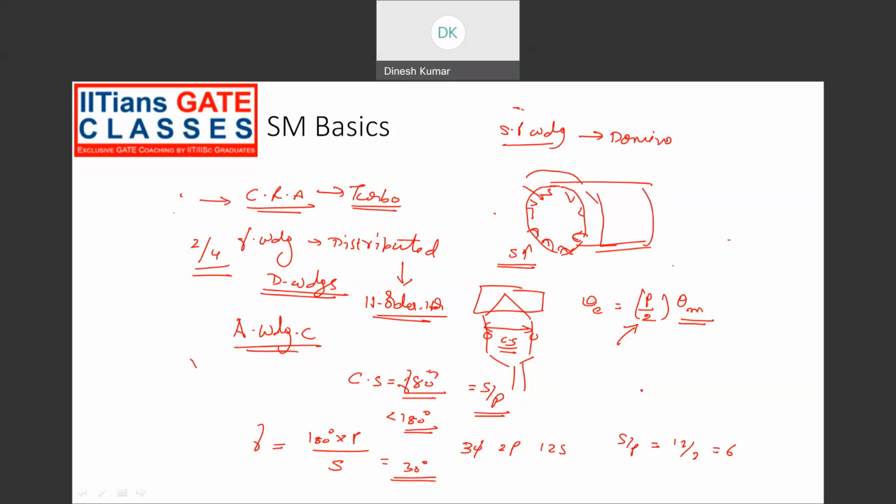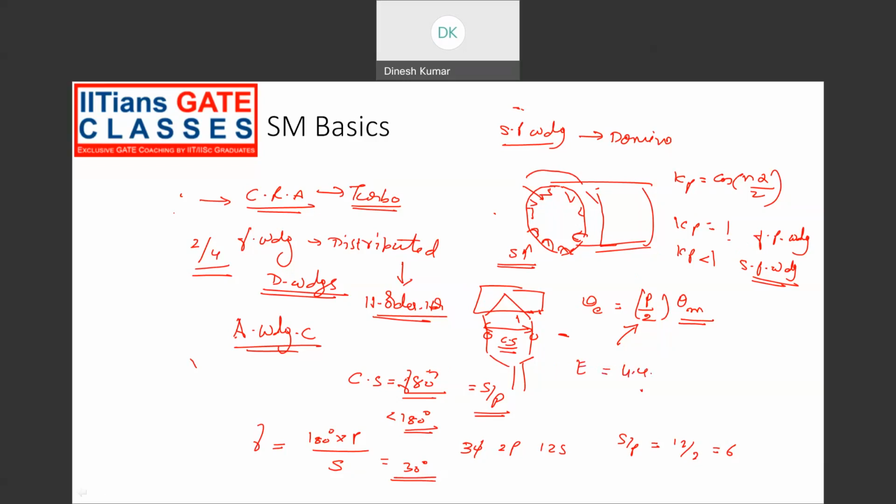There is one more factor called pitch factor Kp, which is given by cos n alpha by 2, where n equal to 1 for the fundamental frequency. If pitch factor Kp equal to 1, then it's called full pitch winding. If pitch factor Kp is less than 1, then it is called short pitched winding. Actually, this pitch factor comes in the induced EMF expression, which we'll see in a later slide.